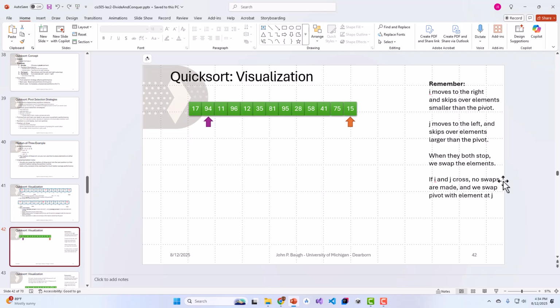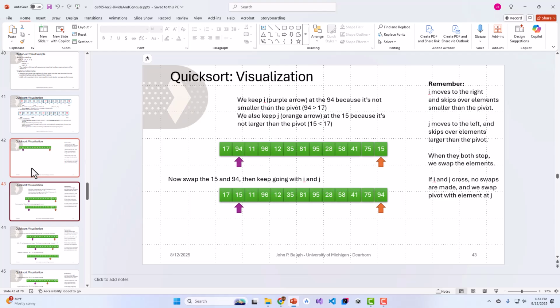If I and J cross, no swaps are made, and then we swap the pivot with the element at J. So we've got the 94 and the 15. It skipped over the 17 because it's smaller than our pivot. The 94 is greater than the 17, so we keep I at that 94 and it doesn't move anymore. And then the orange arrow is at 15. This is our J value. It's at this cell 15, and the 15 is not larger than the pivot.